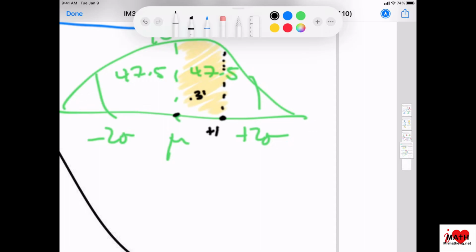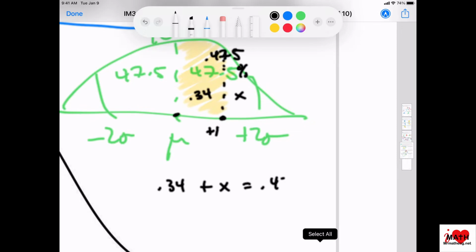So 34%, and this X region equals 47.5%. Or turn it into a decimal, it is 0.475. So 0.34 plus X equals 0.475. Let's give you a visual. This red region, yellow plus red equals 47.5. Yellow plus red equals 47.5.